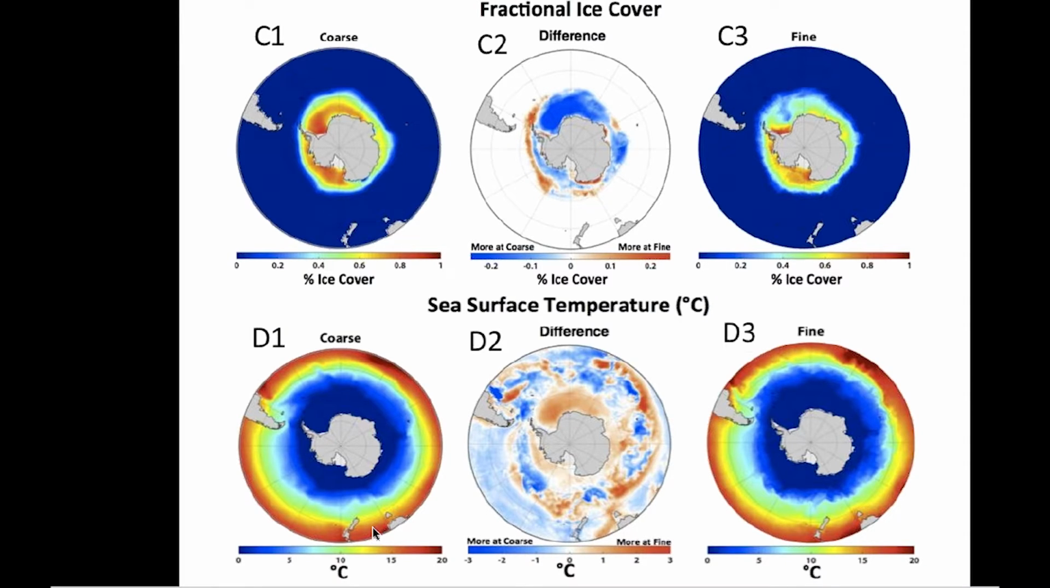And I want to point out this very major difference in the Weddell Sea. So in the coarse resolution, you're seeing a very large swath of ice being simulated, while not very much ice being simulated in the fine resolution. So this matches with sea surface temperatures. So in the fine resolution, you're getting higher temperatures in the Weddell Sea and lower temperatures in the coarse resolution. So it makes sense that the fine resolution is simulating less ice if it's warmer.